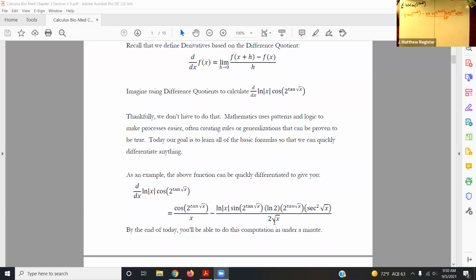By the end of today, the goal is for you to be able to do that computation in about that same amount of time. And that's really the main goal. We want to make sure that you know all of the differentiation tricks so that you will be able to take the derivative of anything in seconds. I think it probably took me just a little bit under a minute to get that one all written out.